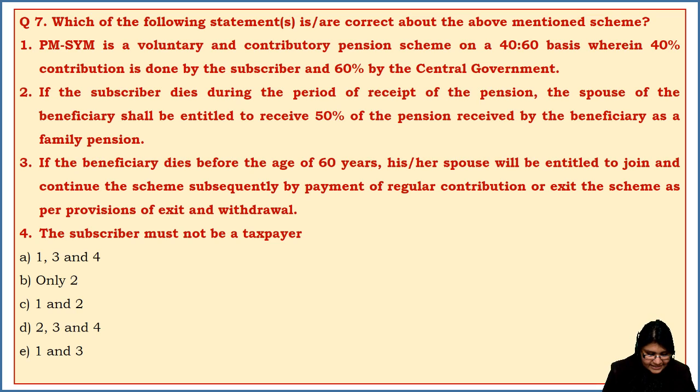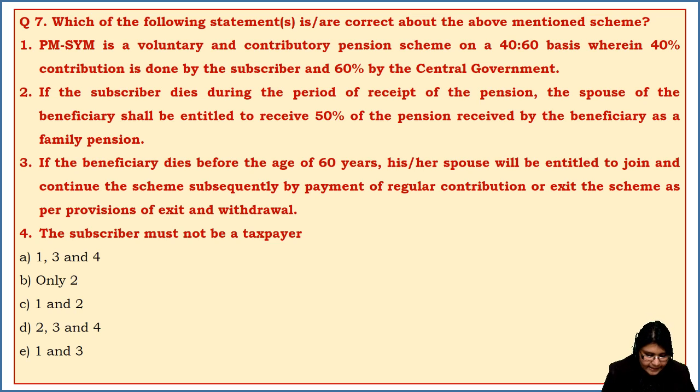Abhijit says it is D, that is 2, 3 and 4. Anuj says it is D. So most of you are coming with D. Roshan Singh says it is 50:50 basis. So A, 1, 3, 4, I'm also getting as an answer. Shubham Saxena says it is D. So guys, read the statements properly. Each and everything should be read with patience.